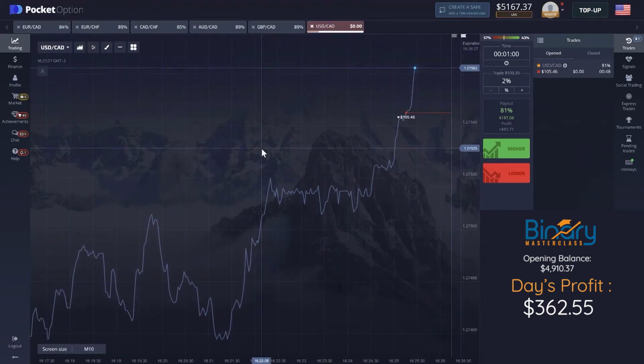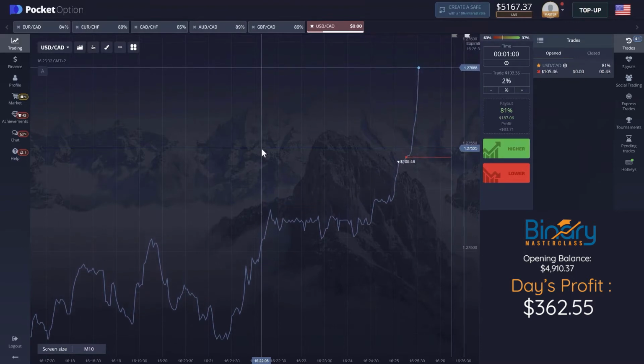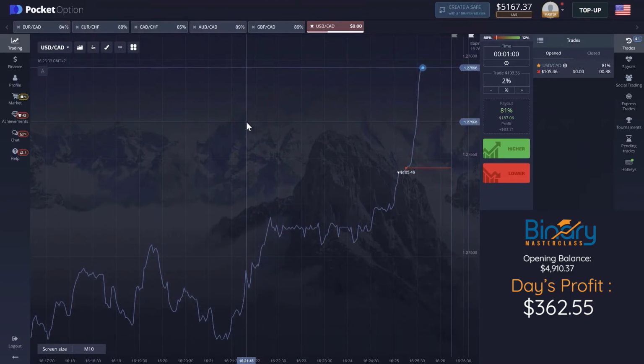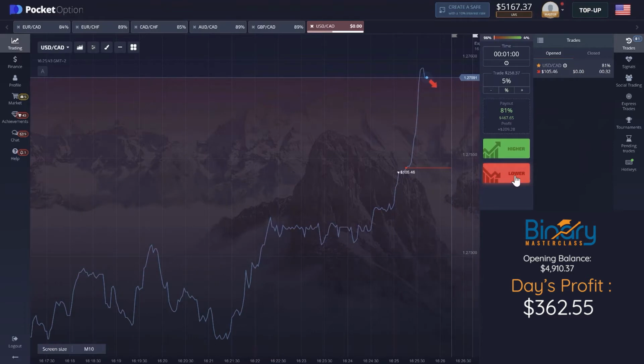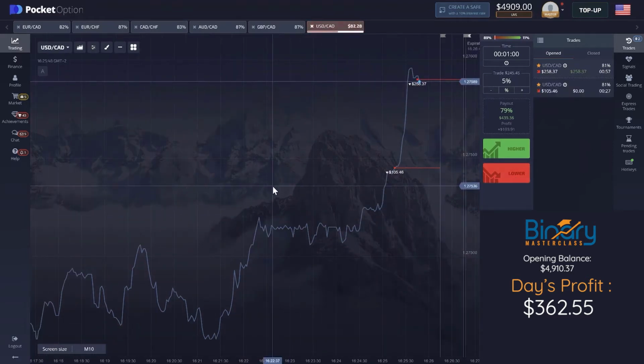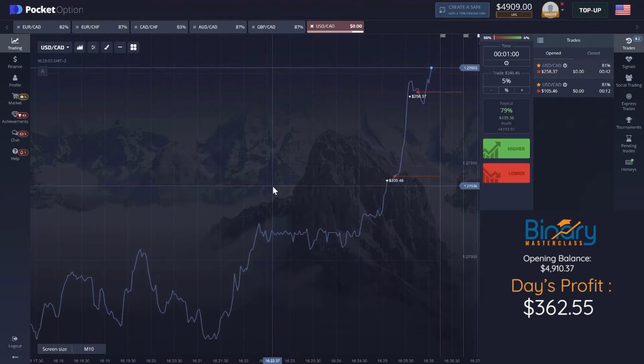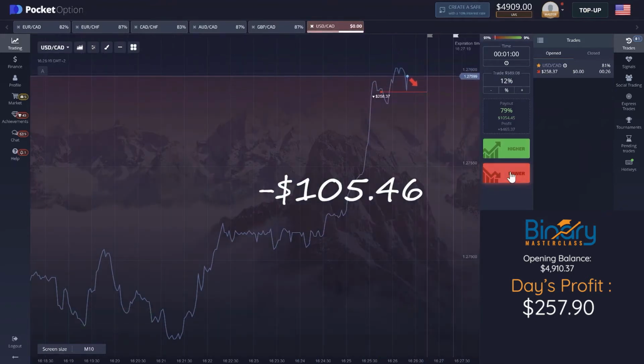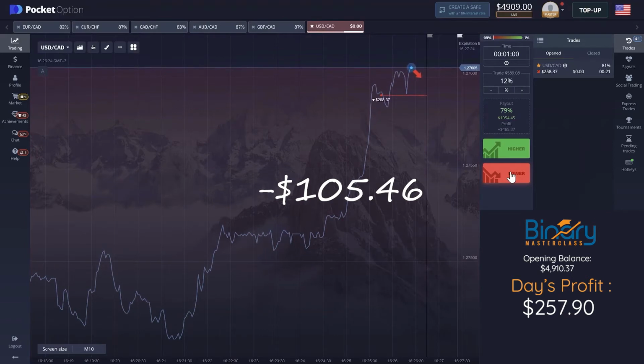We take a first entry put on USD CAD. It moves easily through the first resistance area, so we line up an early second. We take the early second at the next resistance. It's testing that resistance. We get our third ready just in case. Moves back down to our money.